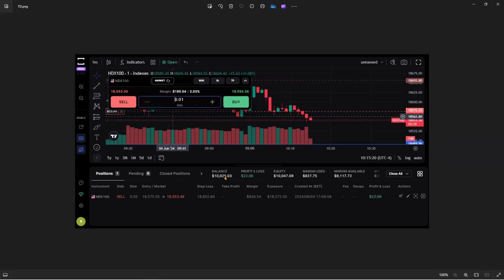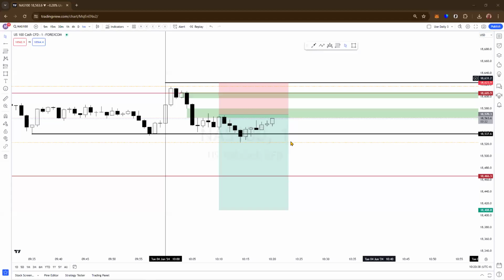As you can see, I'm up by $25. Profit so far is $22.06 based on the trade that I entered during the ICT 10 a.m. to 11 a.m. strategy, the ICT silver bullet strategy. And I'm in profit $22.06. So I wanted to show you that real quick. I'm still holding on to the trade. So let's go back to a live trade.